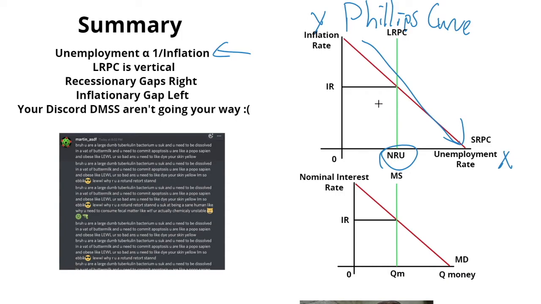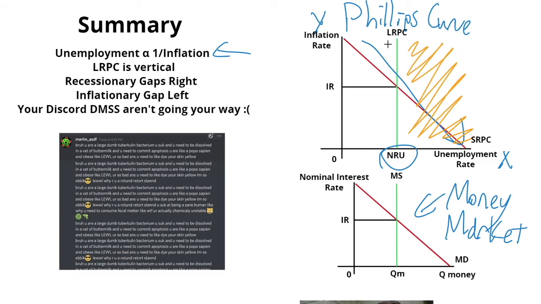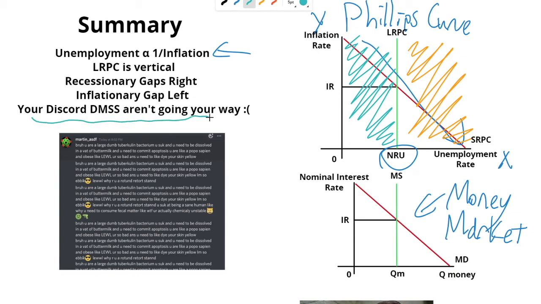And if you're ever in doubt when trying to draw this graph and you forget how it looks, just think of the money market graph. Know that recessions are on the right, while inflationary gaps are on the left. And all in all, just know that your Discord DMs aren't going your way. Sad face.